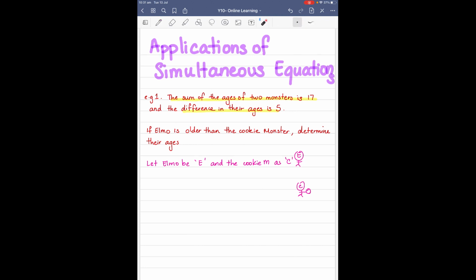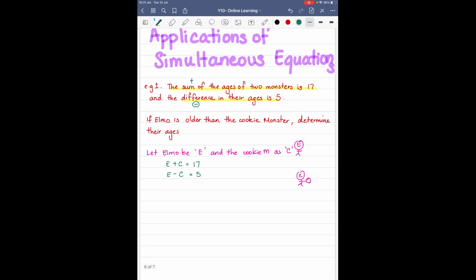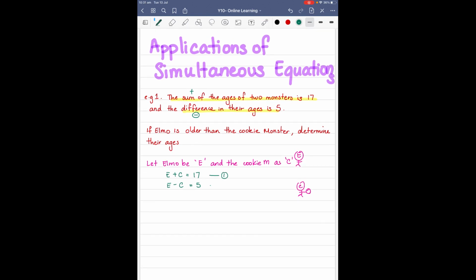Now, we know the sum, that means it's a plus, yeah? So the sum of the ages of two monsters is 17. So we know Elmo plus Cookie Monster is 17. The difference means it's a negative. The difference in their ages is 5. Obviously Elmo is older, so we go Elmo minus Cookie Monster is 5. Now we have two equations, equation number 1, equation number 2. That means we can do simultaneous equations.